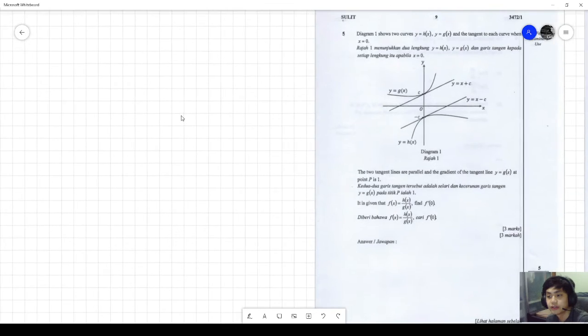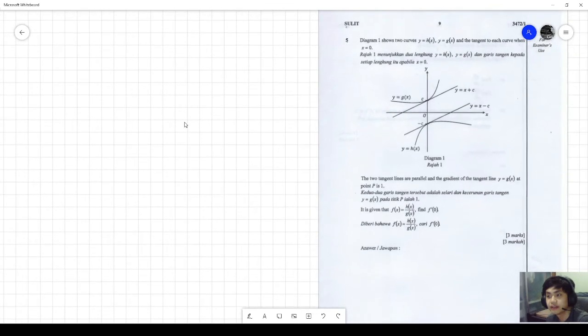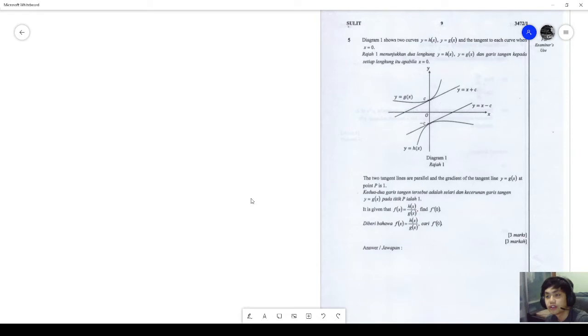Right. So for question number 5, it is given that diagram 1 shows two curves, y equals h(x) and y equals g(x), and the tangent to each curve when x equals 0. When x equals 0, that means they are basically giving us the y-intercepts here. So these are the y-intercepts, c and negative c. The two tangent lines are parallel, and the gradient of the line y equals g(x) at point P is 1. Since they are parallel, the gradient here is 1, and the gradient here is 1 as well.